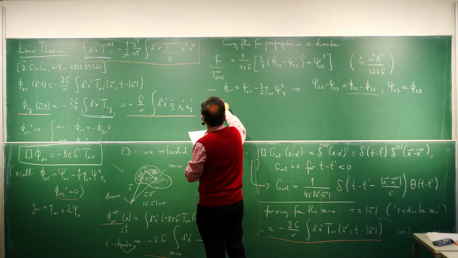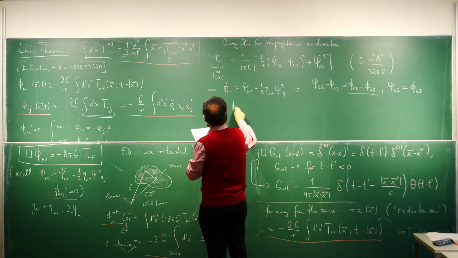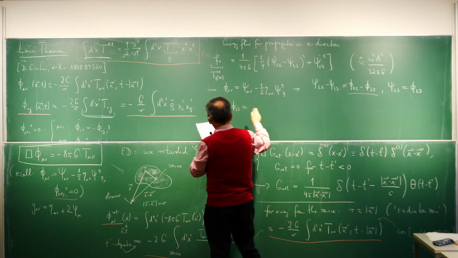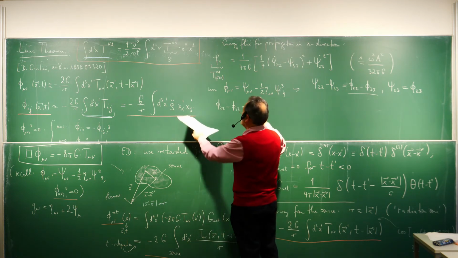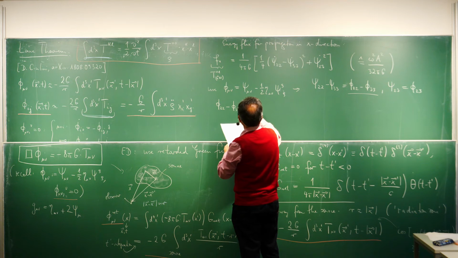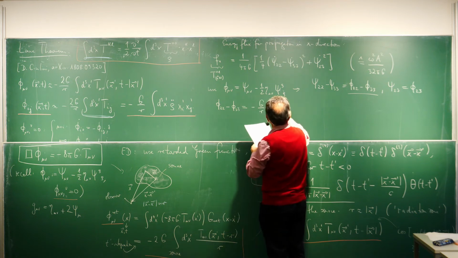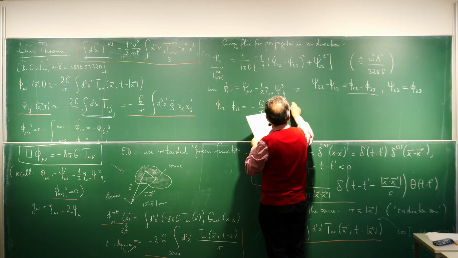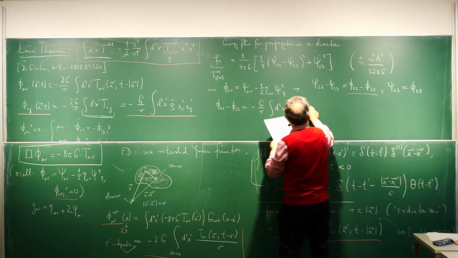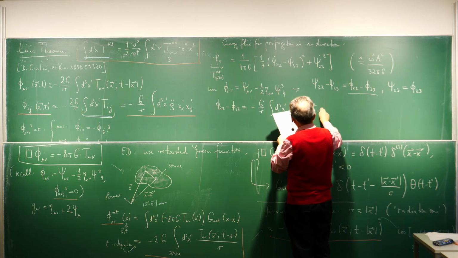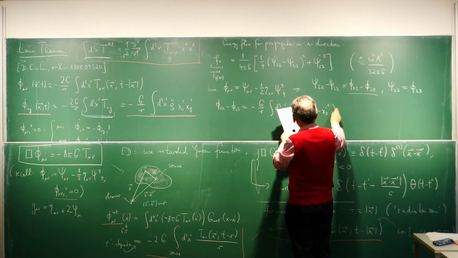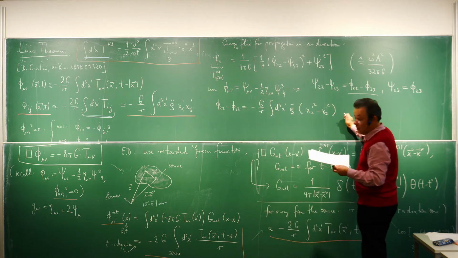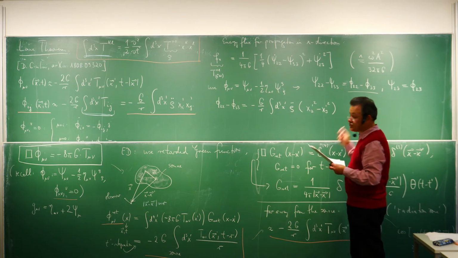So I have phi 22 minus phi 33, by using this here, is minus g over r, and we have the integral dx prime rho double dot x2 prime squared minus x3 prime squared. And recalling the definition of the quadrupole tensor, we can rewrite it as follows.